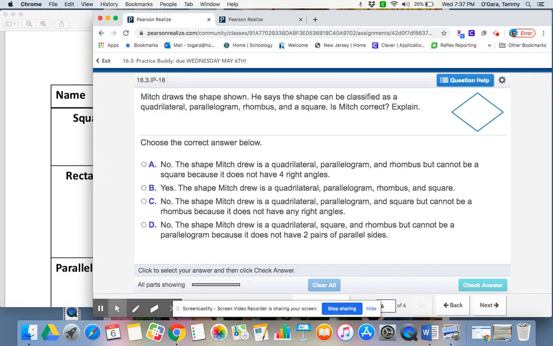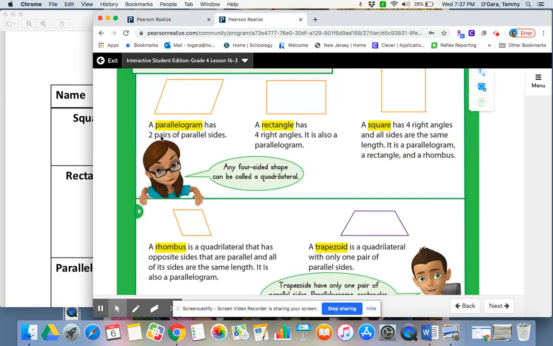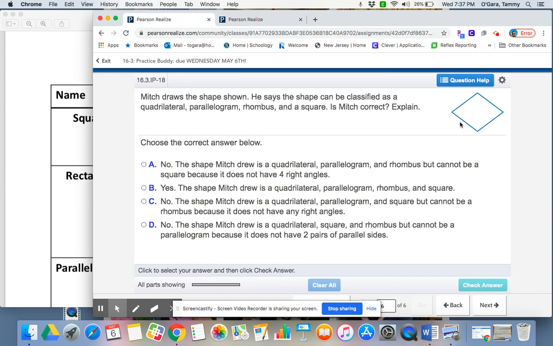Okay, last question. Mitch draws the shape shown. He says the shape can be classified as a quadrilateral, 4 sides. Yes, I agree. Parallelogram, yes, because opposite sides are parallel, and that's what a parallelogram is, 2 pairs of parallel sides, one side and one side.